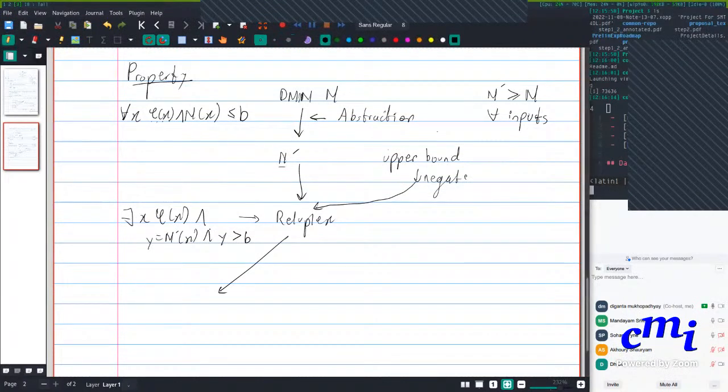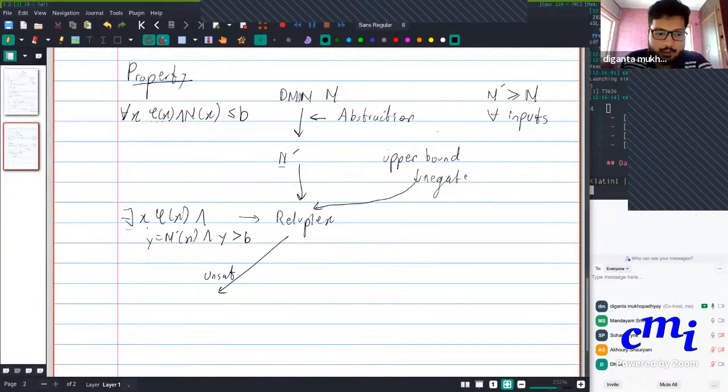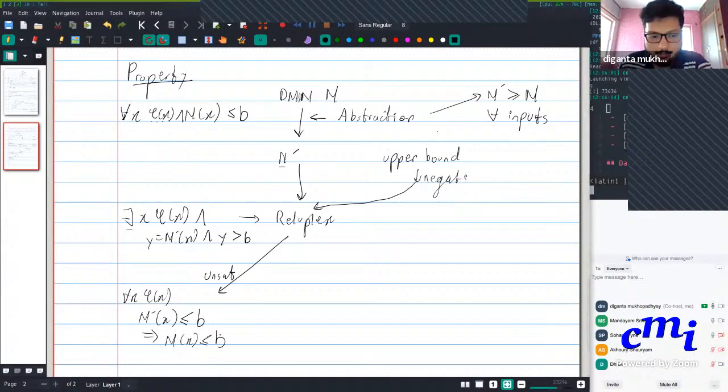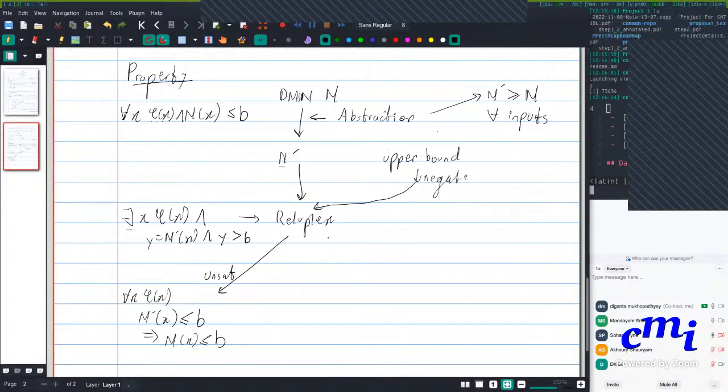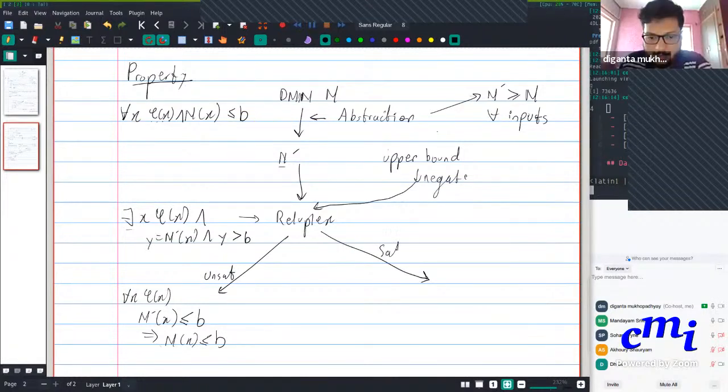Yeah. So if Reluplex gives you unsat, that is, there is no such x. That means what? That means you know that for all x, if phi of x is true, n prime of x is going to be less than or equal to b, right? From that, because you know that your abstraction is such that of this kind, you can now say that nx is going to be less than or equal to b, right? Is this clear?